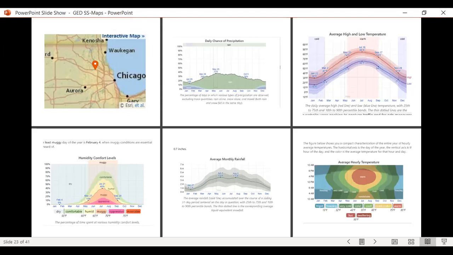You can choose a type of measurement that you want to exhibit, that you want to demonstrate, whether it's temperature or precipitation or rainfall or even humidity. Those are different types of climographs that you can choose from.